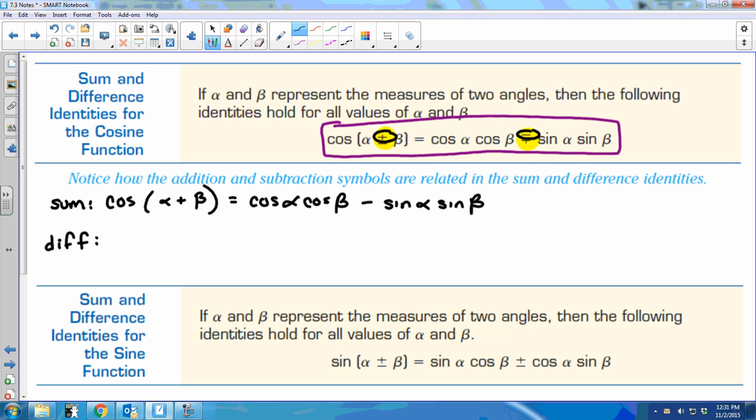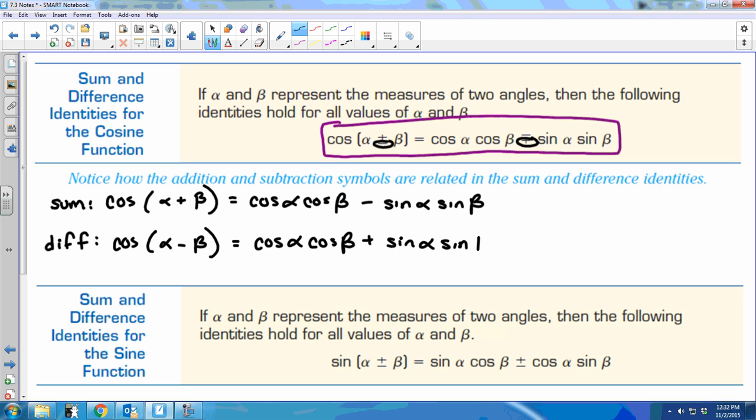If I wanted to do the difference, then you have cosine of alpha minus beta, or x minus y, because you're subtracting. But again, you follow the signs. So we're using the bottom symbol, so we use the bottom symbol in the identity. We can just use x and y. Yeah, you can use x and y instead of alpha and beta if you want to.